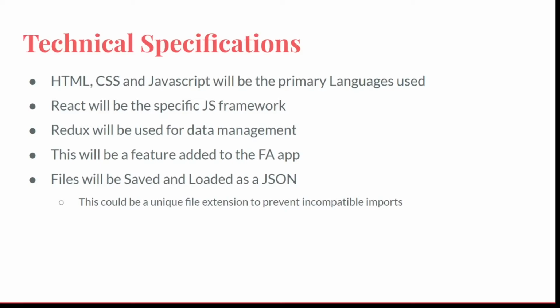Some of my technical specifications include the languages that this will be programmed in: HTML, CSS, and JavaScript. I'll be using React as my JavaScript framework. Redux will be used for data management. I'm going to be adding this as a feature to my financial advisor application. And then files will be saved and loaded as a JSON format. There could be a unique file extension that I can create to prevent incompatible imports, but it's not really necessary. It would just be an additional feature if I would want to add it.